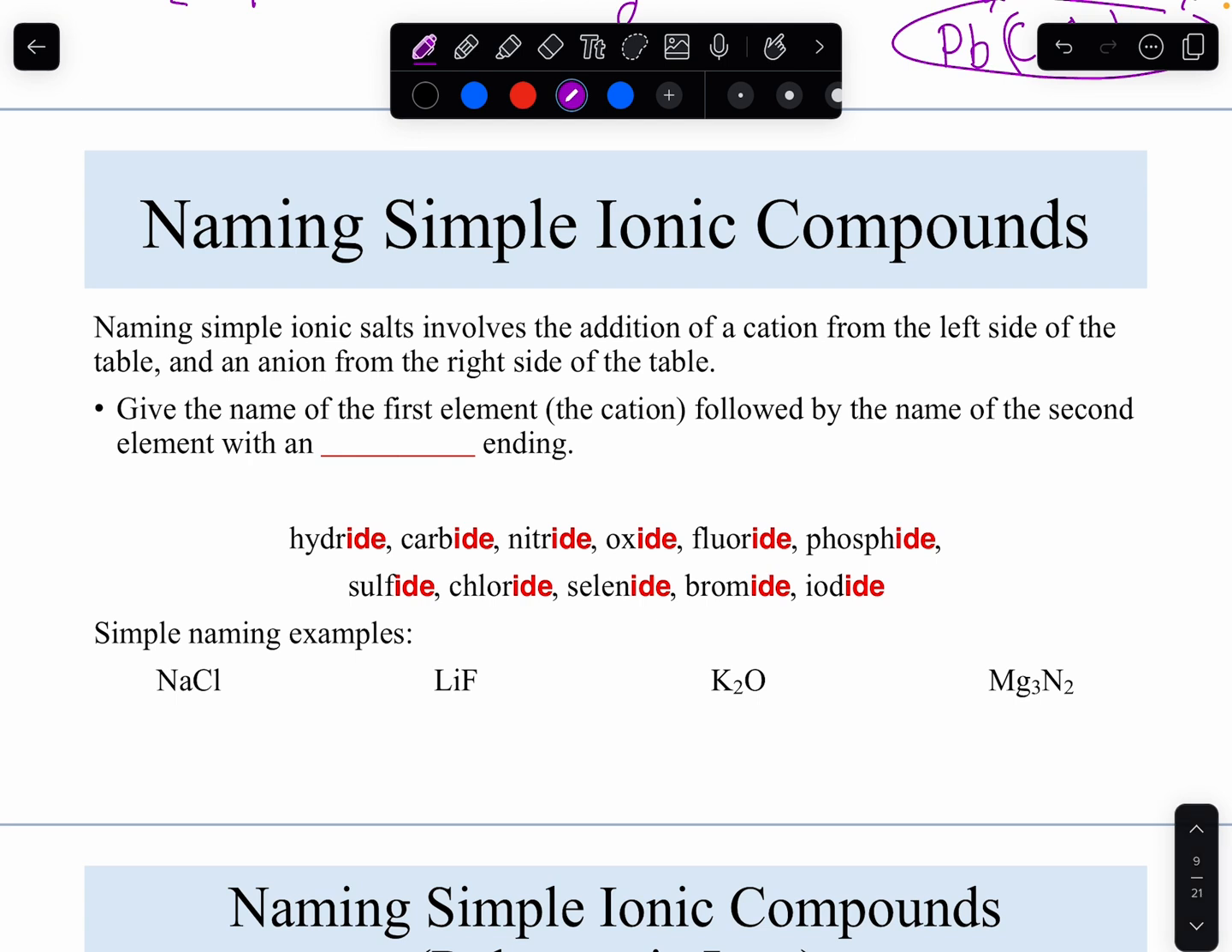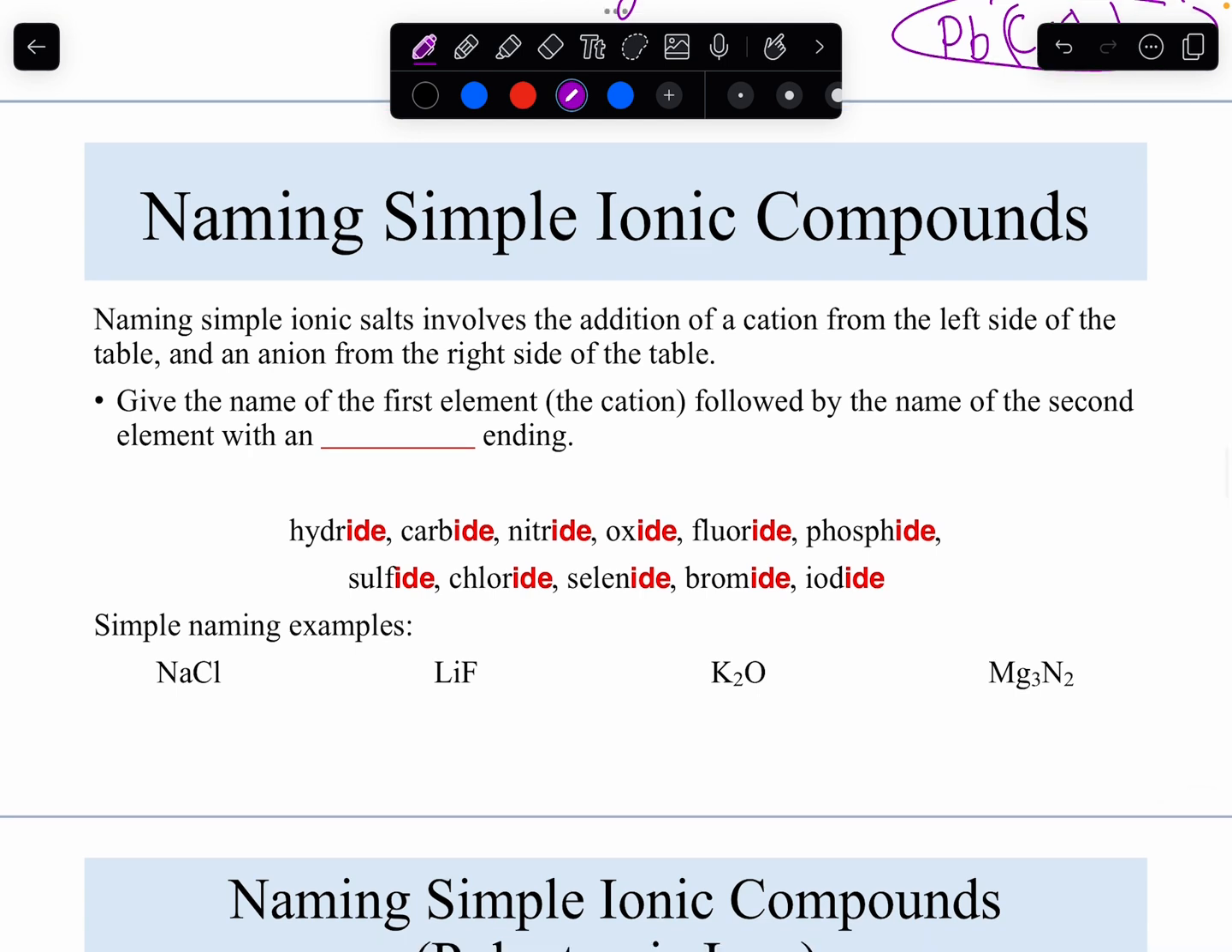All right, naming simple ionic compounds. So again, I'm going to continue to remind you, ionic is a metal plus a nonmetal. We now know that to be a cation plus an anion, so a positive charged thing and a negatively charged thing coming together to create an ionic bond. So naming a simple ionic salt, this word salt literally just means ionic compound, so metal and nonmetal, involves the addition of a cation, okay, from the left side of the periodic table, and an anion from the right side. We now know left is metals, right is nonmetals.